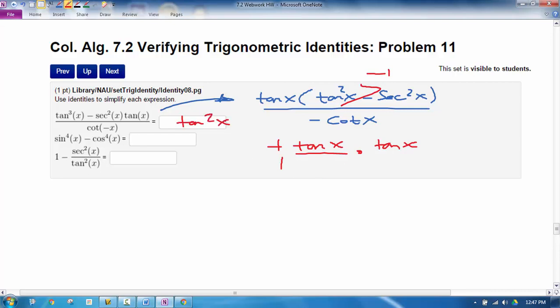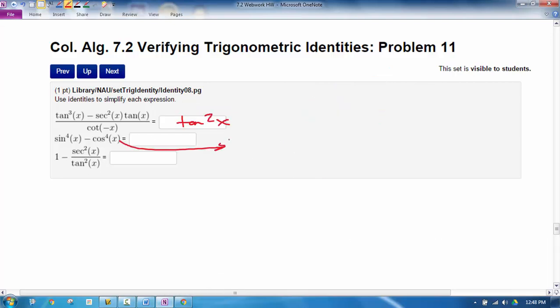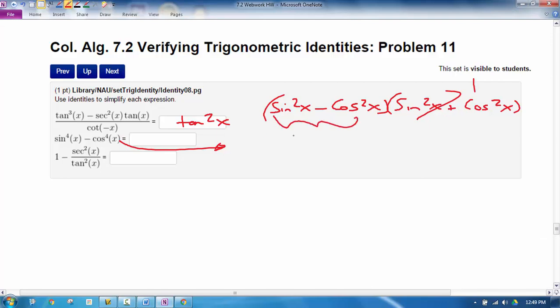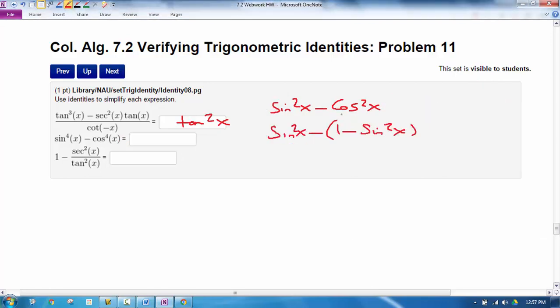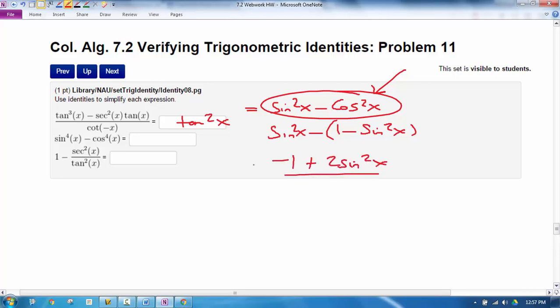All right, the next one, I'm going to factor that into the difference of 2 squares. And then this goes to 1. And this is just going to be what's left over, so I'm going to enter that in right here. All right, now for some reason it wouldn't accept this answer. So let's replace cosine with 1 minus sine squared off the Pythagorean identity and simplify, and then you get negative 1 plus 2 sine squared of x. Don't ask me why, but for some reason it likes this answer better. I think this answer is just as simplified, but let's use that answer.